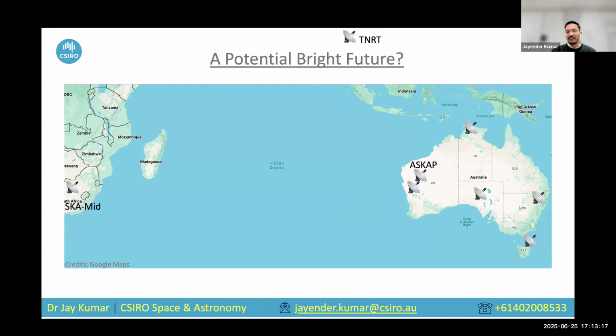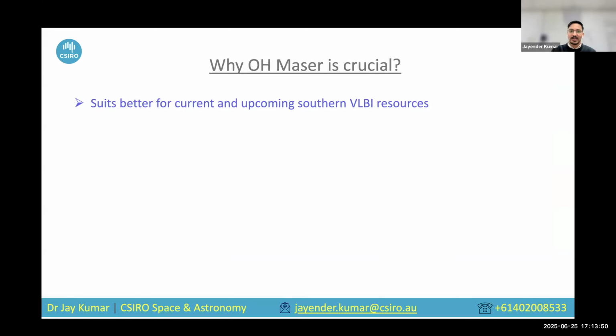So looking at the future, it looks like with ASKAP, especially with SKA-Mid and ASKAP becoming operational in VLBI, the VLBI array will be an awesome improvement in terms of our sensitivity, the coverage, and the resolution as well. So it suits OH masers so well, to use the 1.6 gigahertz frequency range to do OH maser astrometry over here.